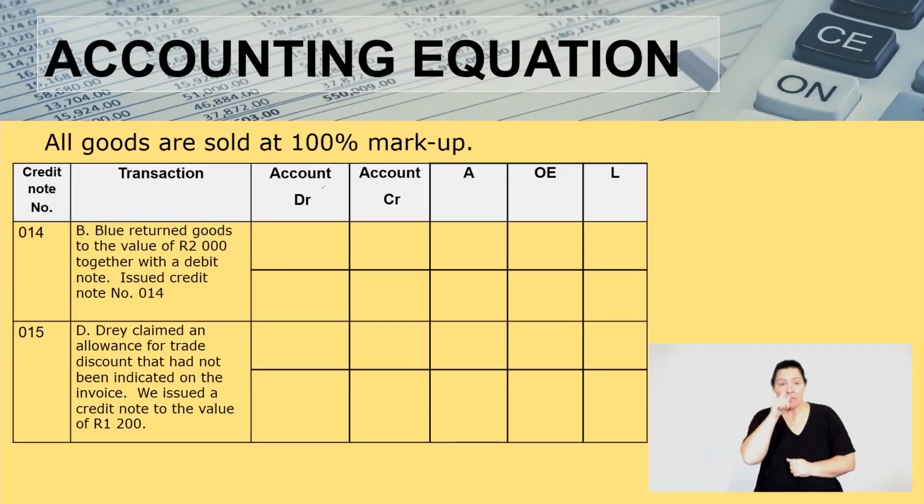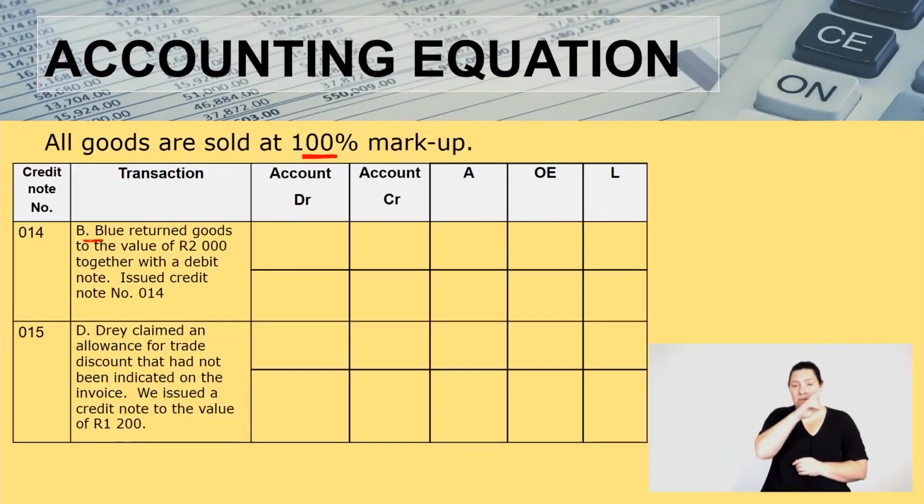I know most of you would want to see how we would do the accounting equation. There is the accounting equation. Remember that goods are sold at 100% markup. Remember the trick, when goods are returned, how many accounts are involved? 4 accounts. So let's quickly see now.